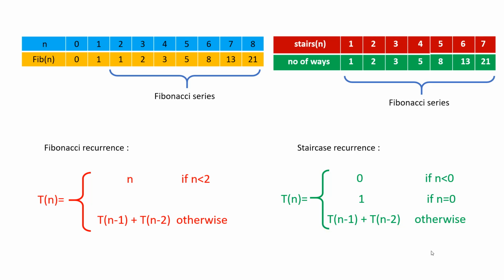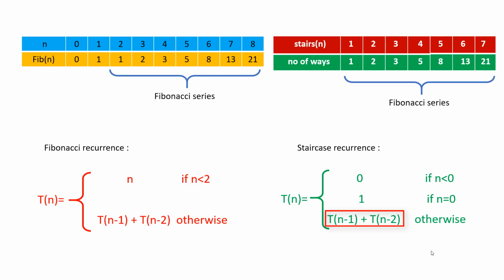So why do we have the condition that if n is less than 0 we return 0? The same condition was not there in the Fibonacci recurrence. In Fibonacci, if n is less than 2, we return n, and only if n is greater than or equal to 2 will it execute the recurrence relation t(n-1) plus t(n-2). But in this case, if n is 1, it will also execute this recurrence relation. Once you put n equals 1, the equation becomes t(0) plus t(-1). So we should know the negative value also.